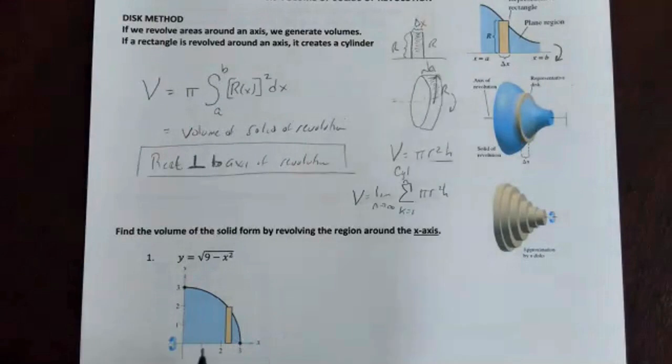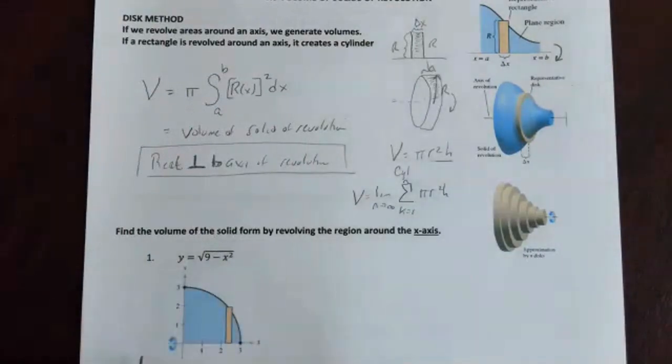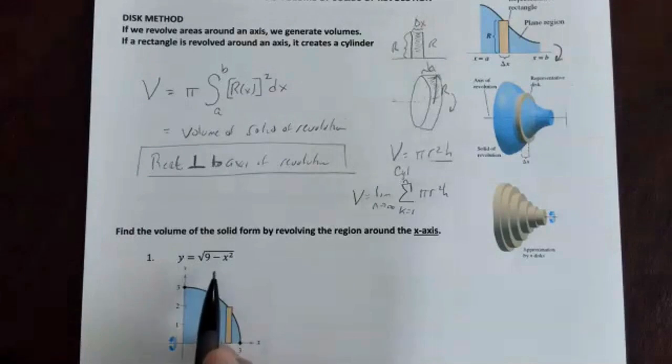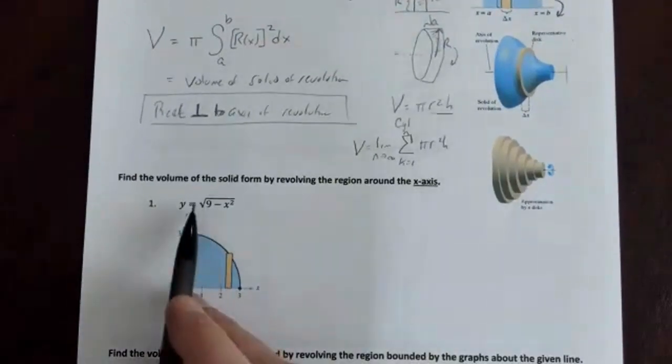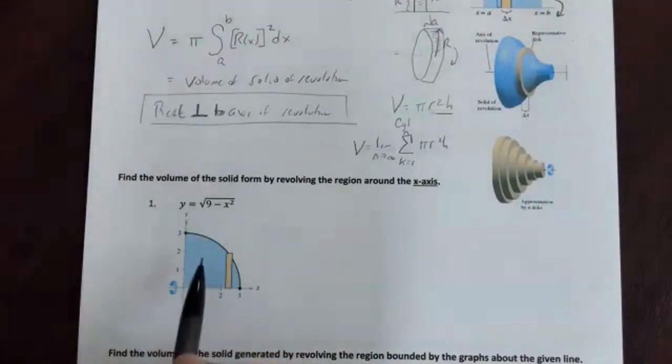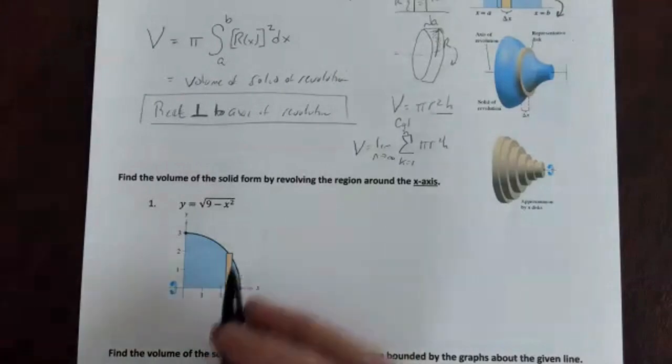All right, so we're going to find the volume of the solid formed by revolving the region around the x-axis. And so here's my region. It's y equals the square root of 9 minus x squared. Again, those of you that have a graphing calculator, you are welcome to type this in your calculator to get a visual of it. Otherwise, this one's already done for you. They already put the rectangle in here.